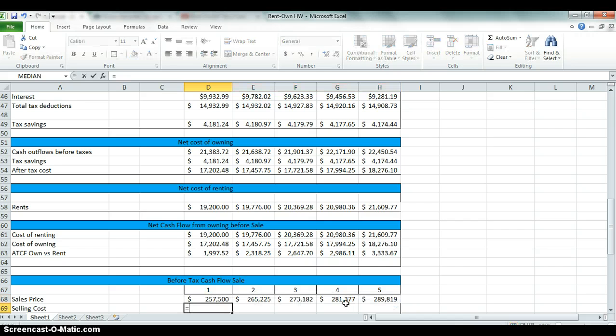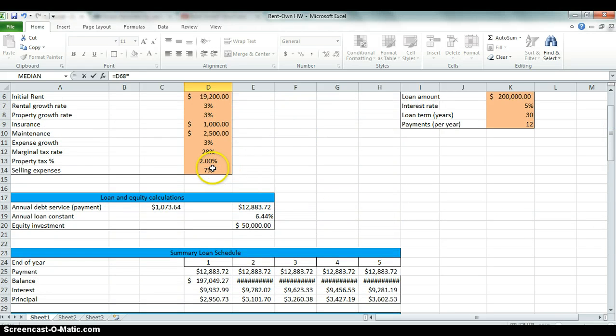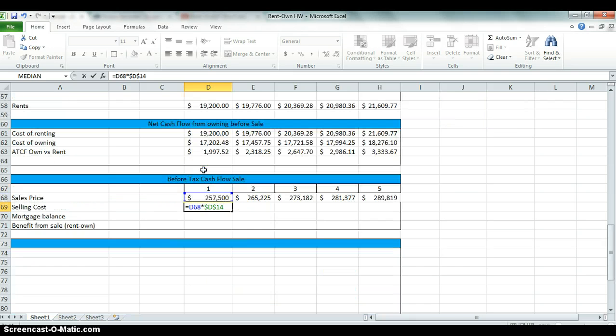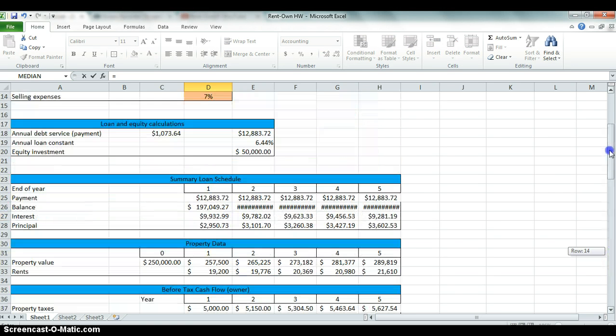And then for selling cost will be our sales price times the 7% that we will pay for commissions and all of that if we do decide to sell this property. So we'll just have to secure that number and drag this down to complete our chart. For mortgage balance, we also calculated that when using our amortization table, which would be our balance.